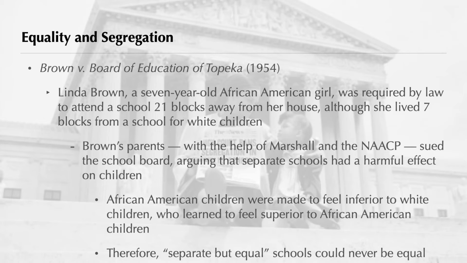Linda's parents thought she should be able to attend the neighborhood school. Therefore, they took the school board to court with the help of the NAACP. In arguing the case before the Supreme Court, Thurgood Marshall presented evidence that separate schools had a harmful effect on both black and white children. Black children were made to feel inferior to whites, he argued, while white children learned to feel superior to African American children. Therefore, Marshall concluded, separate but equal schools could never be equal.